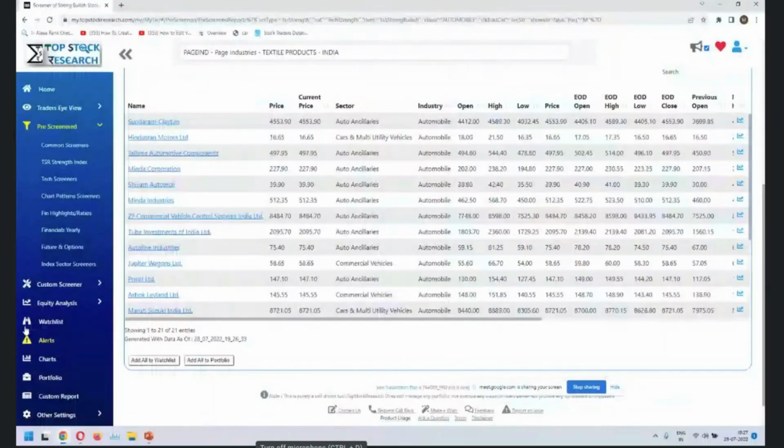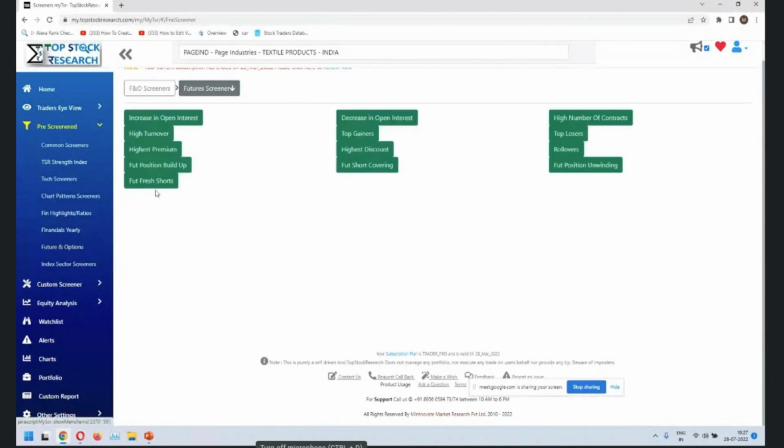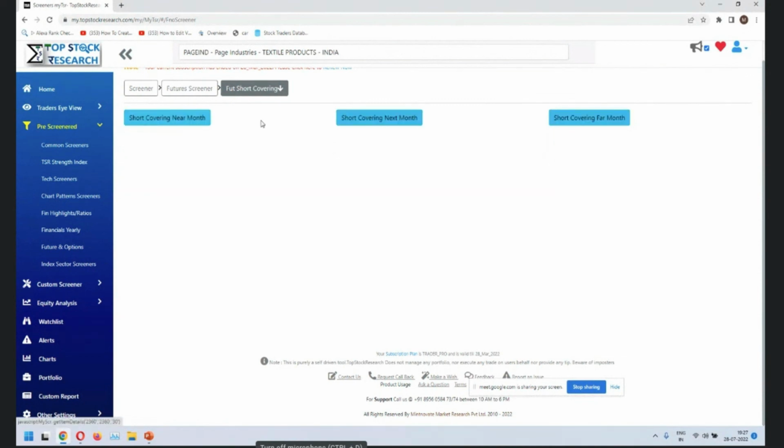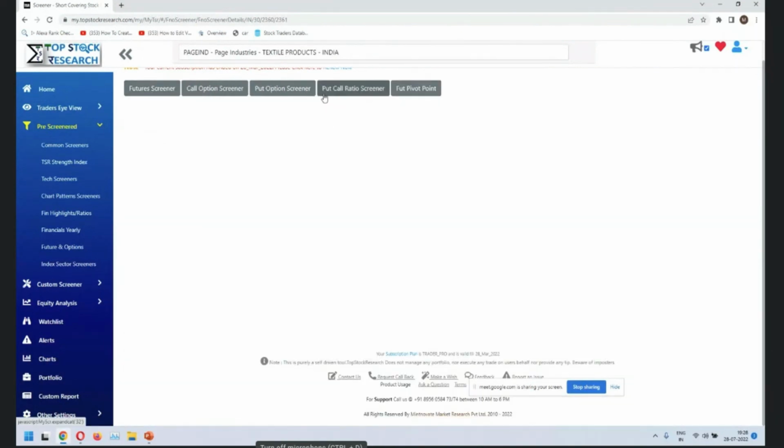EOD, future and option. You have a future and option section. Let's look at the futures and let's look at the short covering. Today, the market has gone up a lot, so I'm sure there's a lot of short covering. Let's see how the short covering looks. These are the stocks where a lot of short covering has happened today, right? If you are familiar with things like short covering or put call ratios, you can always go and look at this. But remember, future and options is end of the day only for us, right?